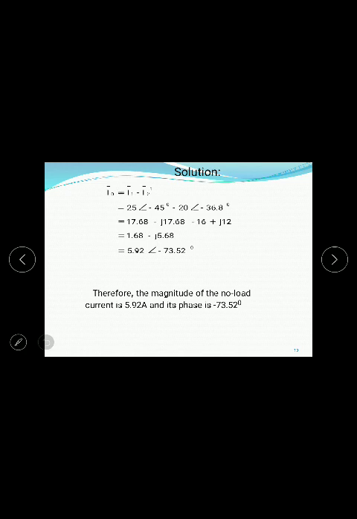Therefore, the magnitude of the no load current is 5.92 and its phase is minus 73.52 degrees.